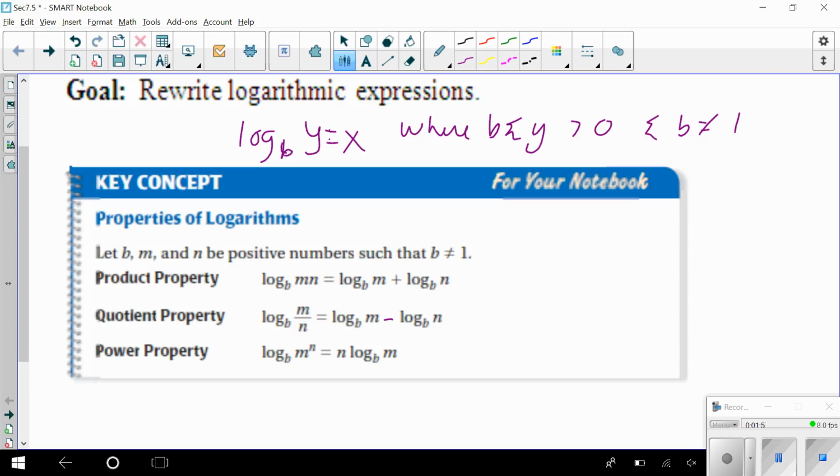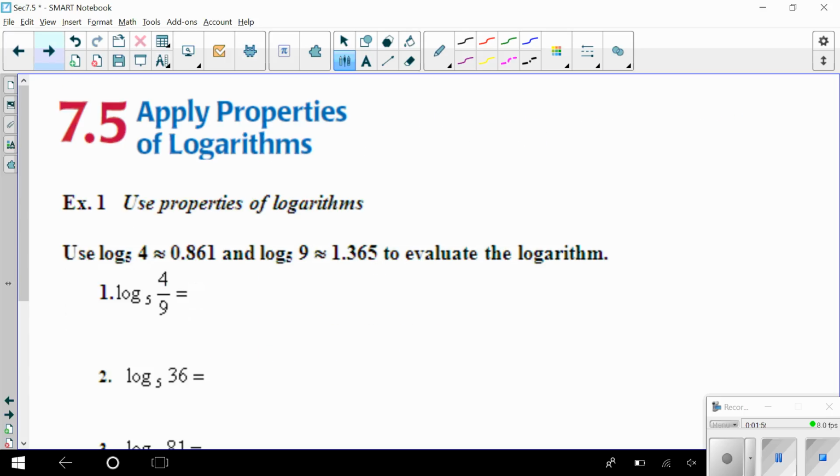So let's do a few example problems. Here we're going to use properties of logarithms. Now we don't need to do any computations of these logarithms on our calculator because it gives us the estimates here. And so these are the two that we should use: log base 5 of 4 and log base 5 of 9.